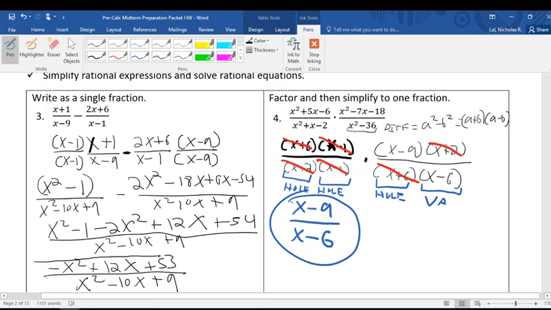And that is going to be the answer to rewriting one rational function subtracted from another rational function as a single fraction right here. And that's problem number 3 in our packet.